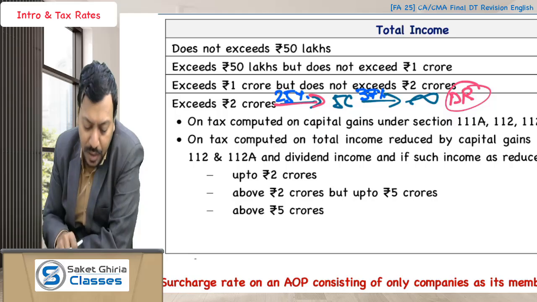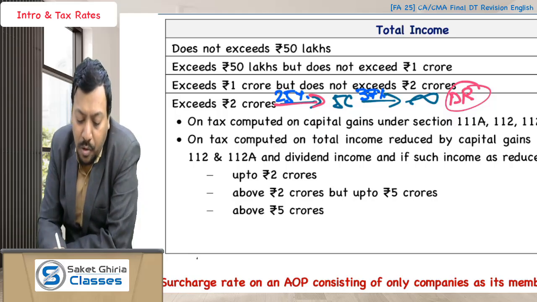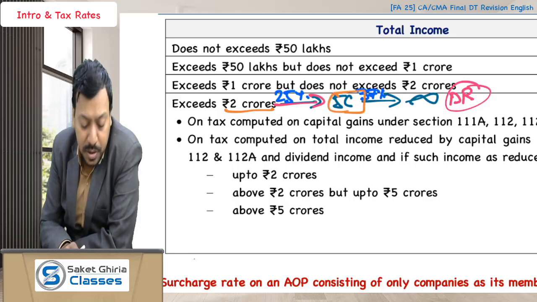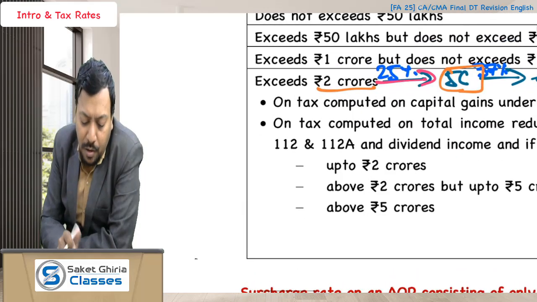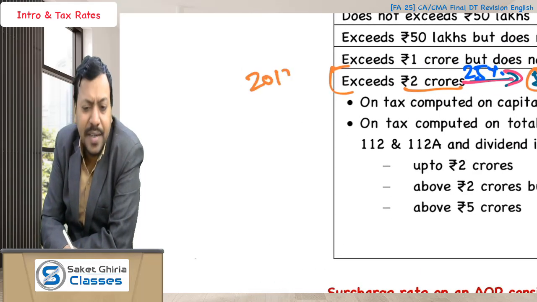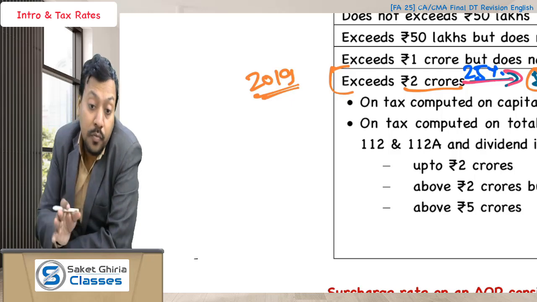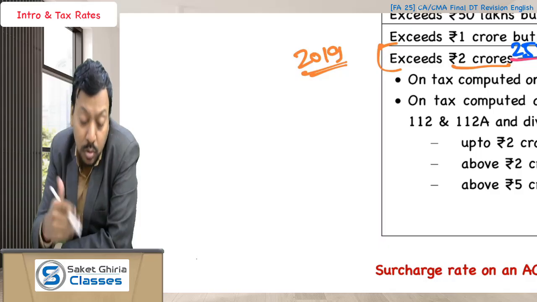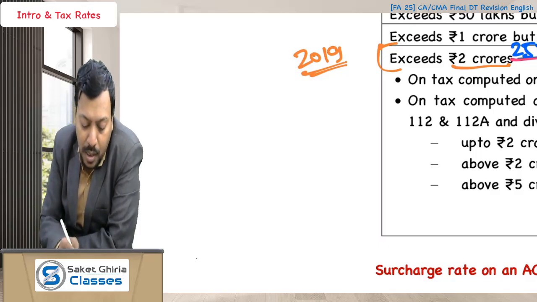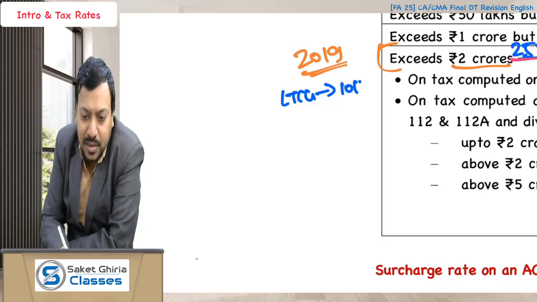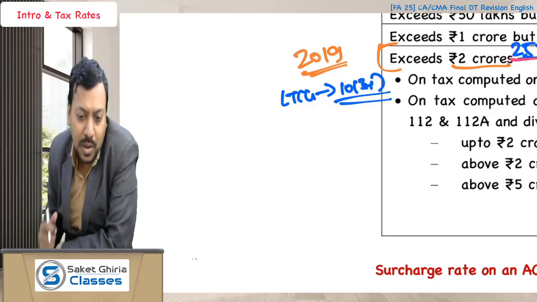Okay, that's one point. Another very important point. If your income exceeds rupees 2 crore up to 5 crore, then there is a surcharge of 25%. Dear friends, when this provision was introduced, I remember this was introduced in 2019. Before 2019, basically, long-term capital gain on sale of equity was exempt under section 10. Sir, yes, sir.